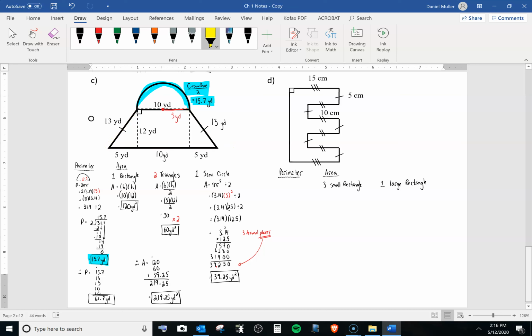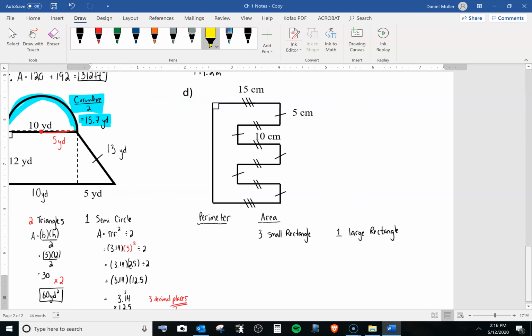For the area, I had to find the area of the rectangle. I had to find the area of both triangles. So I did that, and then I had to find the area of a circle. So the area of a circle, but it was actually a half circle, so pi r squared, and then I had to cut that in half because it was a half circle. 5 squared is 25. I took 25, I cut it in half to get 12.5. I multiplied those together. There's 3 decimal spots that moved, so I made sure to move them back. And then I took all 3 of those numbers and added them together to get my total area.